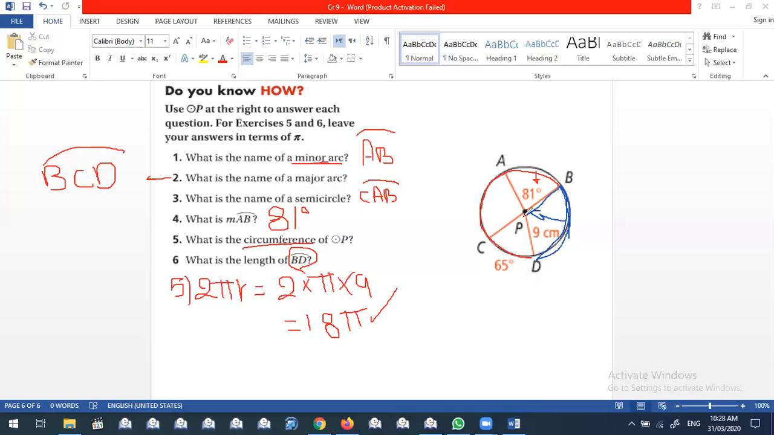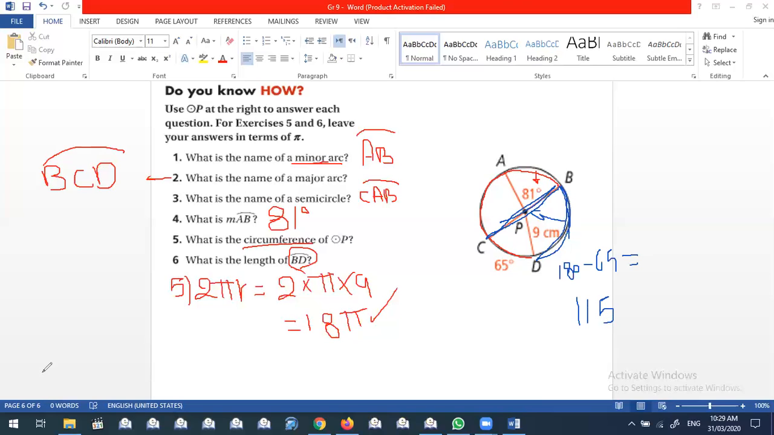And this is the diameter. So this part is a semicircle. So if you need to find the measure of arc BD, make 180 minus 65, because from B to C is 180. And from D to C is 65, so this part is 180 minus 65, which is 115. So the measure of this arc is 115.